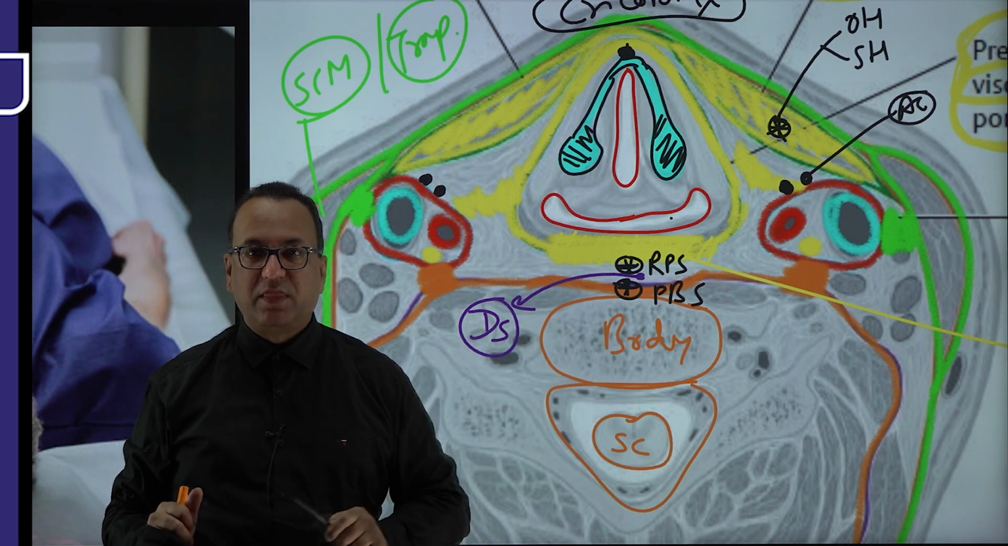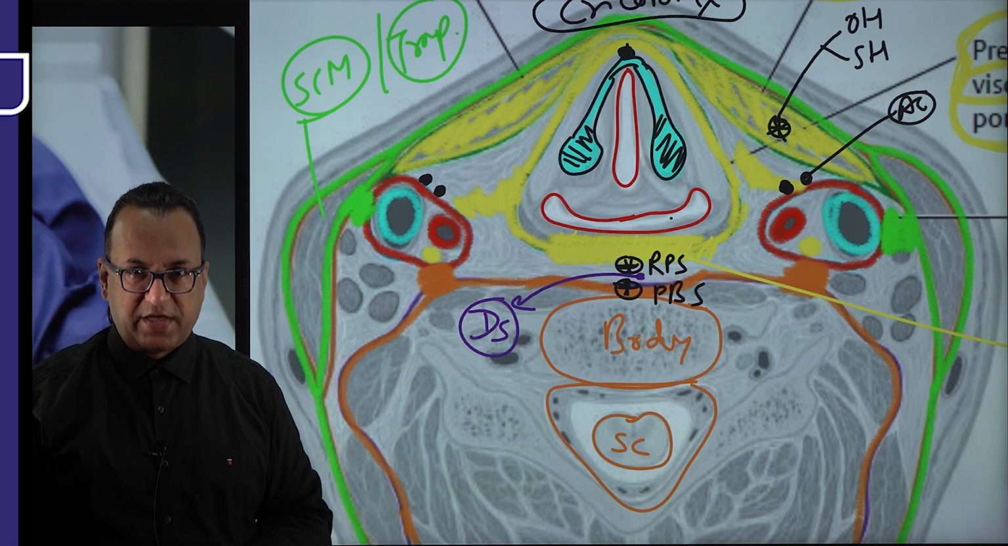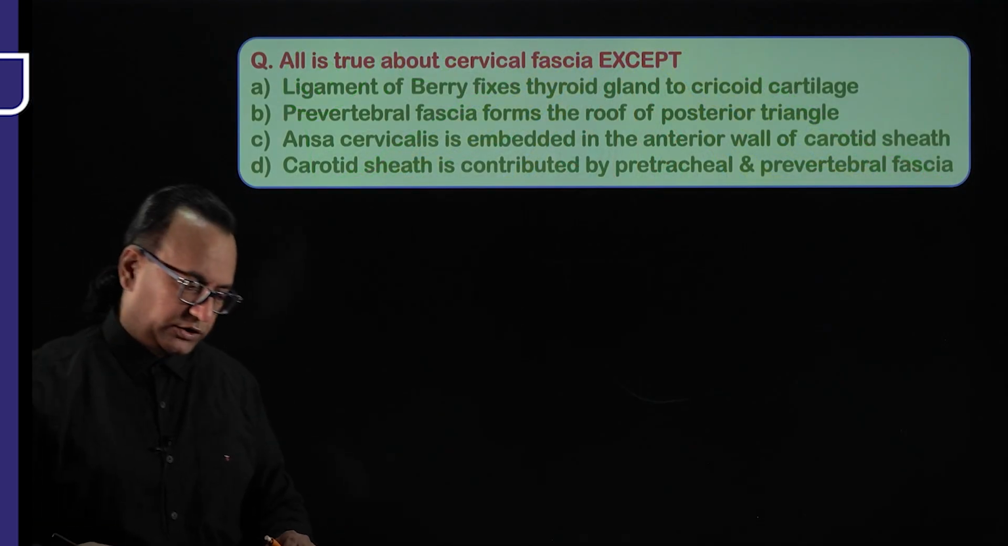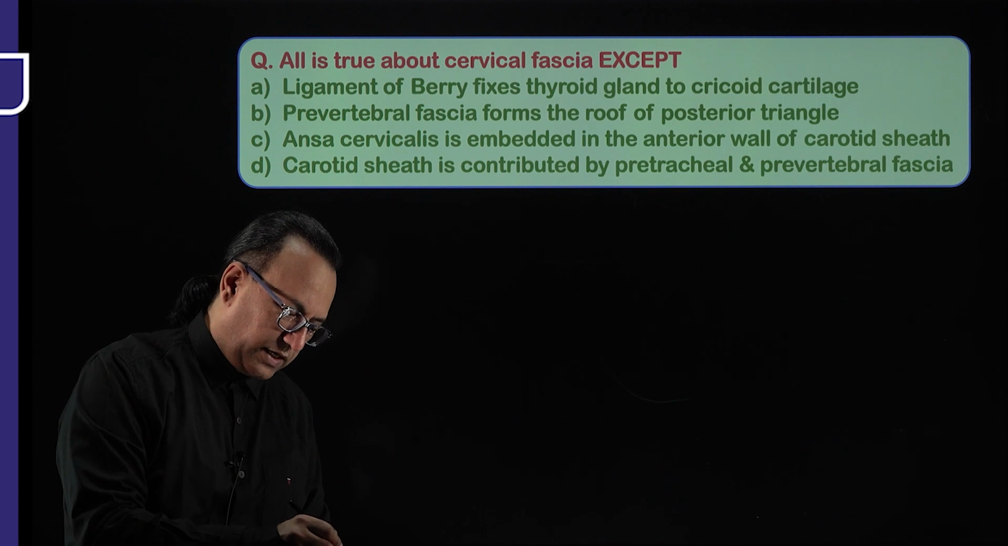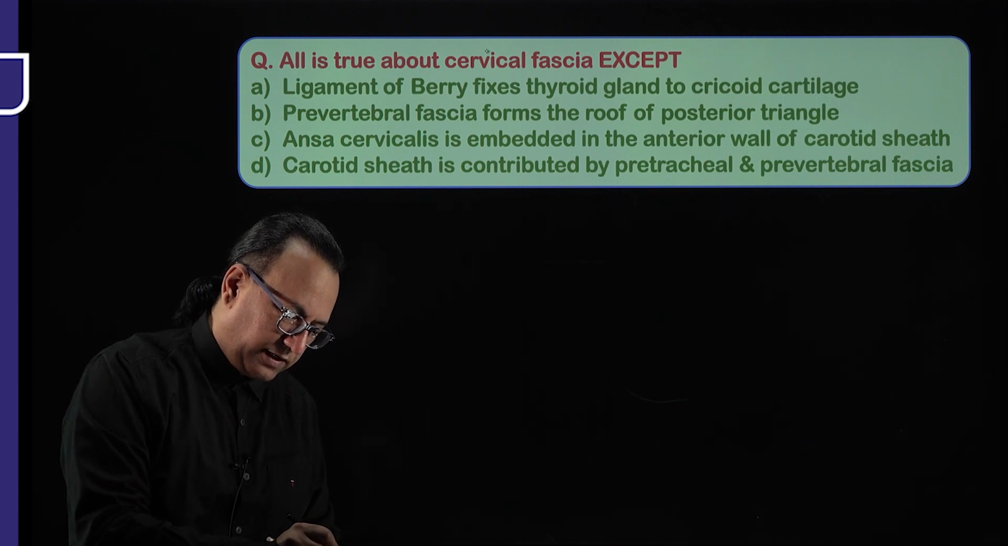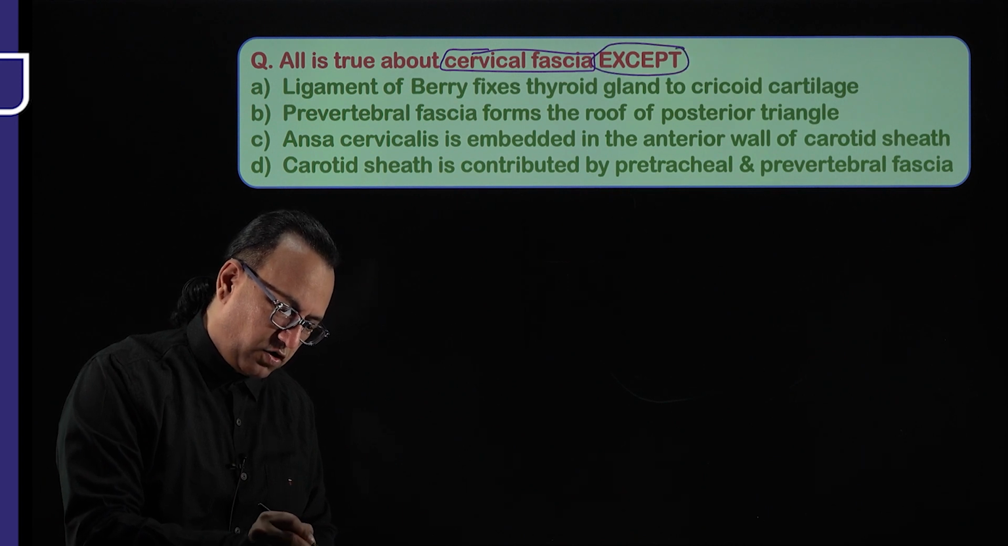Let us first deal with the MCQ, which we have got here. So this is the question we are talking about. It is asking us about the cervical fascia, and the choice of exception means the wrong statement.